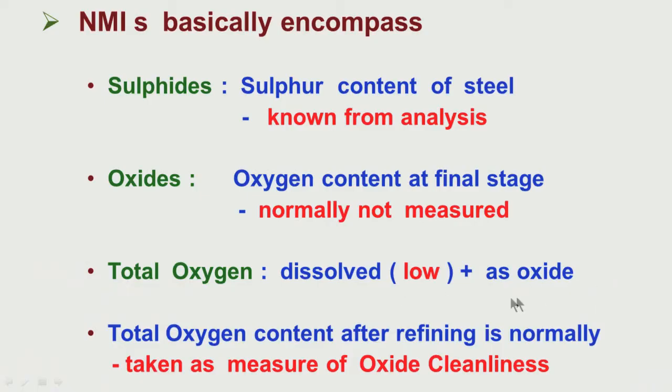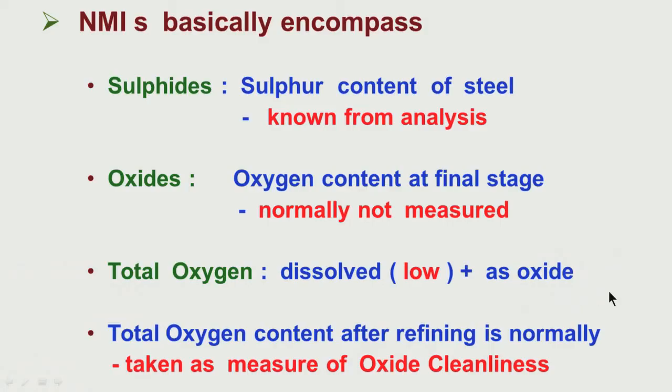So the total oxygen is basically oxygen present in dissolved state plus oxygen present in the oxides. Now if the dissolved oxygen is very low, say total oxygen is 30 ppm, and we know the dissolved oxygen after good killing is less than 5 ppm. Dissolved oxygen incidentally is possible to measure in steel at the time of steel making.